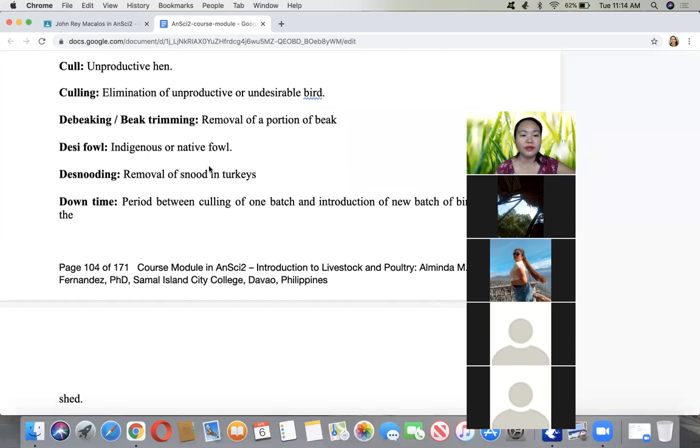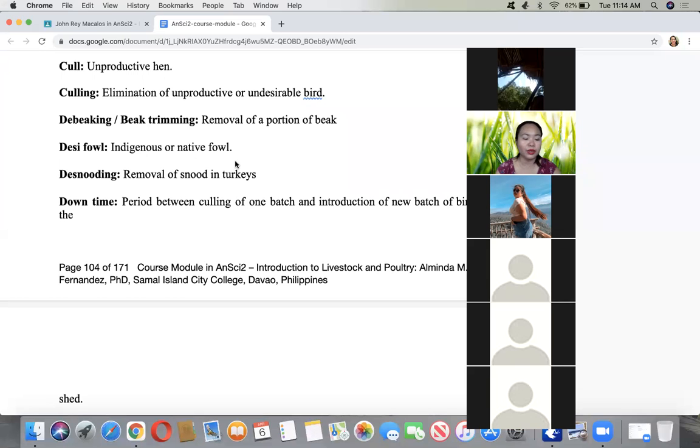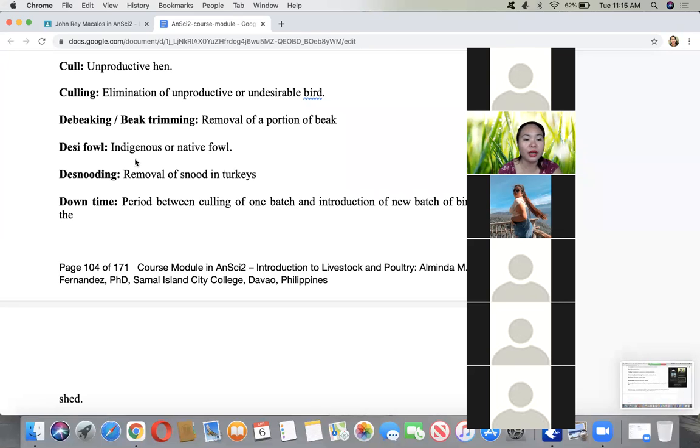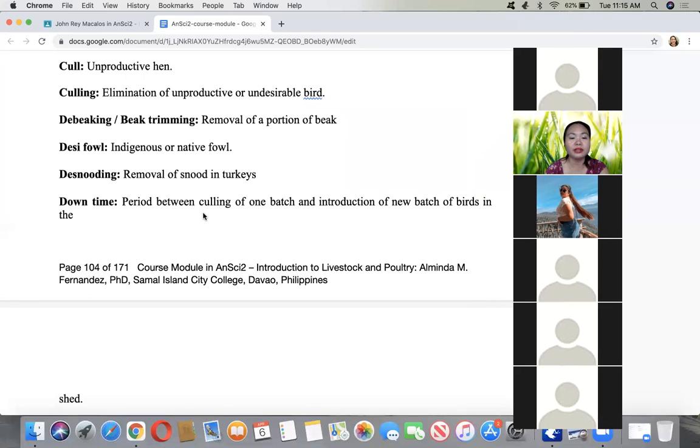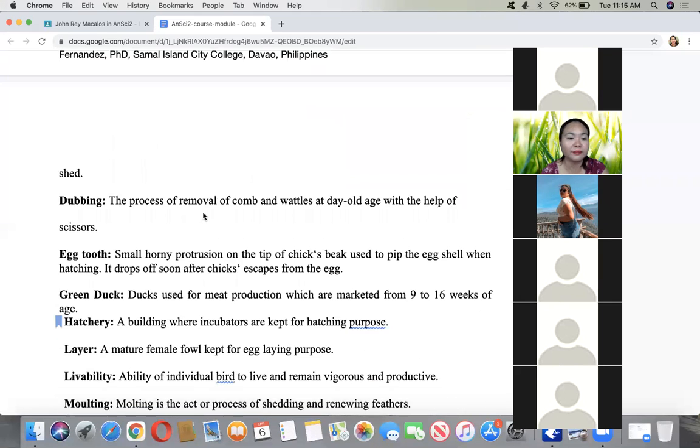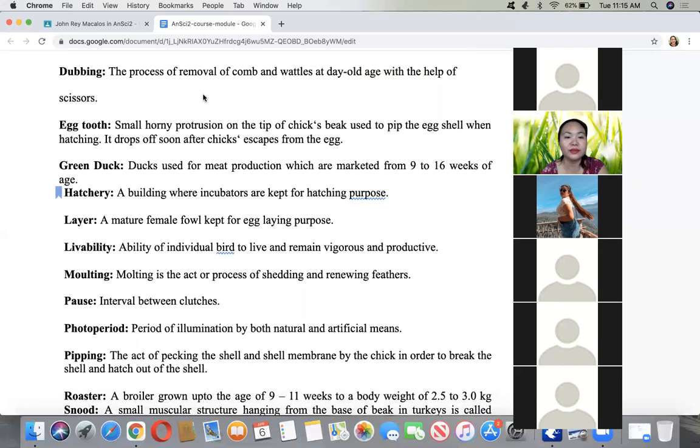So, a desi fowl is the indigenous or native fowl. We call them desi. And snooding is the removal of snood in turkeys. We also have downtime or the period between culling of one batch and introduction of a new batch. So, downtime tawag nun, yung period na yon. And dubbing, the process of removal of comb and wattles at a day-old age with the help of scissors.